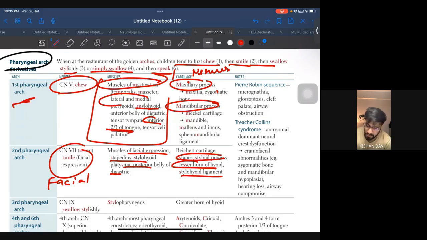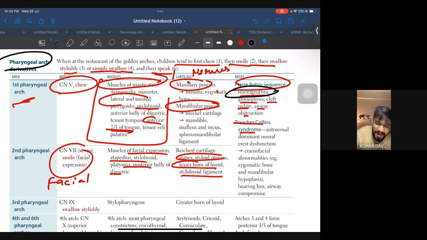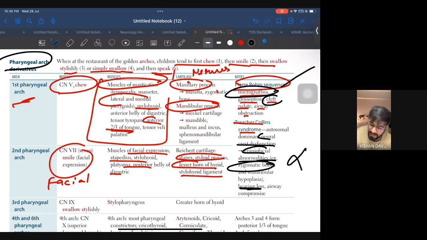Now coming to these two types of sequence, Pierre Robin sequence and Treacher Collins syndrome. Pierre Robin has micrognathia, glossoptosis, cleft palate, airway obstruction. How you will remember: if they have given micrognathia, meaning small jaw, and cleft palate, think about Pierre Robin. About Treacher Collins, they will give you neural crest dysfunction, so craniofacial abnormalities. Most common are hearing loss and zygomatic bone involvement. So if zygomatic bone and hearing loss are given, think about Treacher Collins syndrome. Not very high yield, but Pierre Robin sequence is high yield. In the first arch there is the trigeminal nerve, in the second the facial nerve, so you will be easily able to remember the muscles.